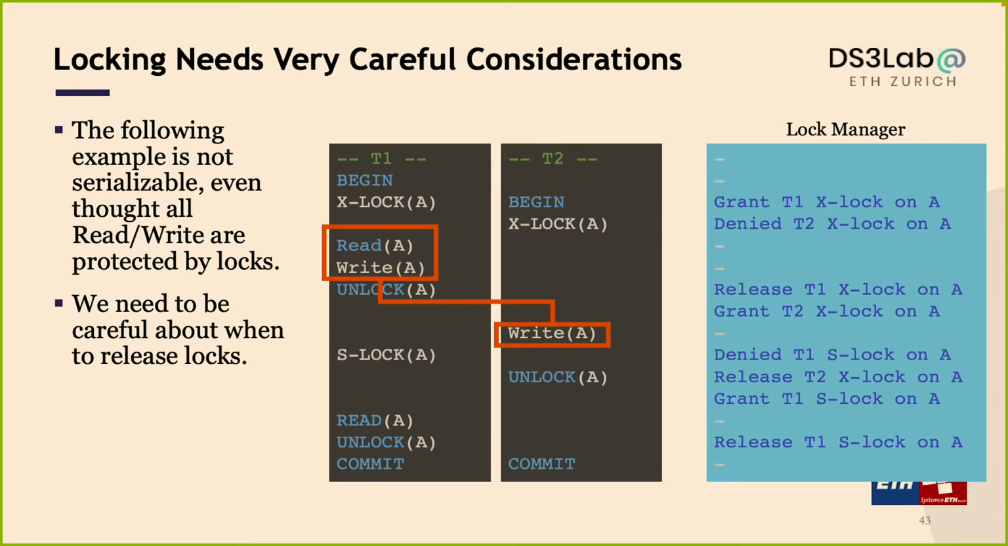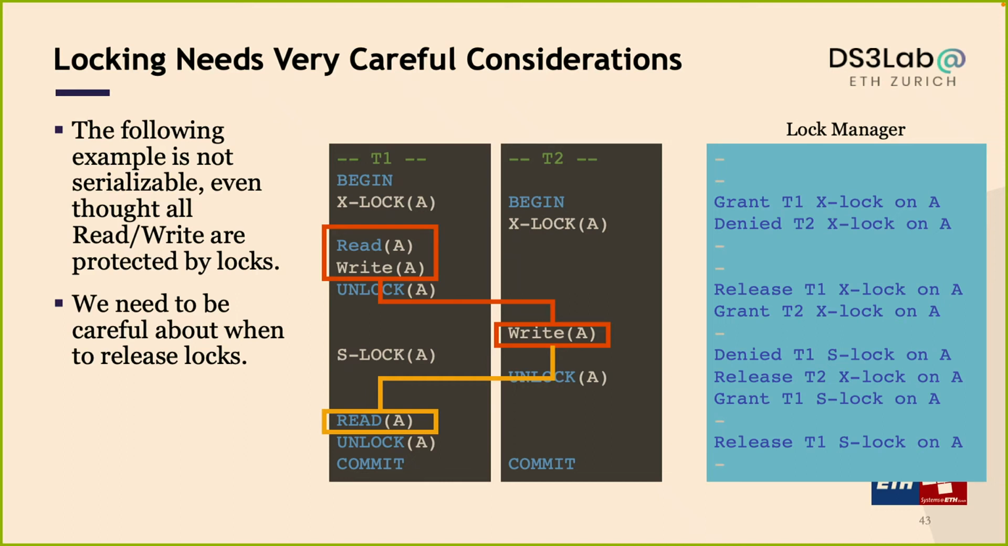So let's look at this, right? If you look at these two pairs, in a dependency graph, you have the edge from T1 to T2. If you look at this pair, in the dependency graph, you have the edge from T2 to T1. So this thing is not conflict serializable, even though your read and write are both protected by locks. So there's something we need to do about the locking strategy, because not all locking strategies will enforce serializability.